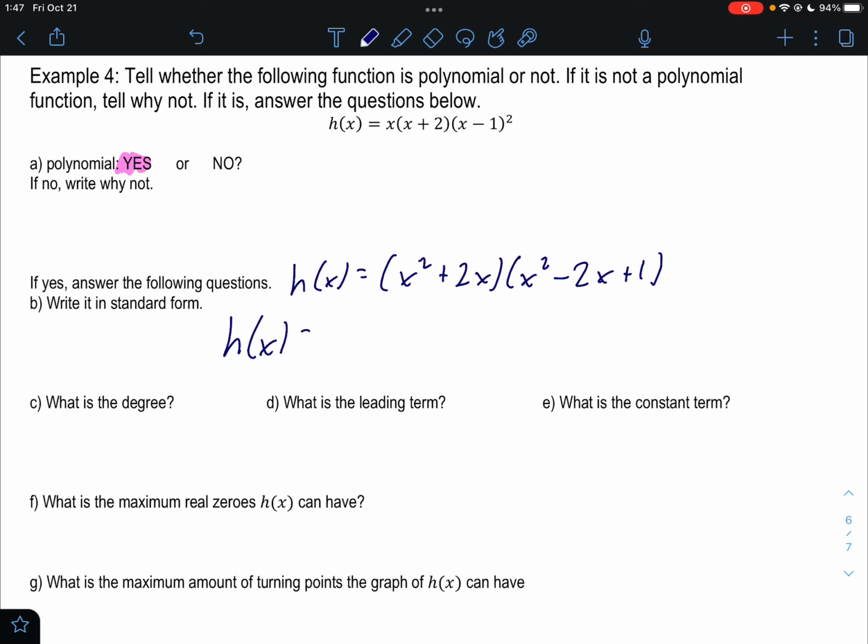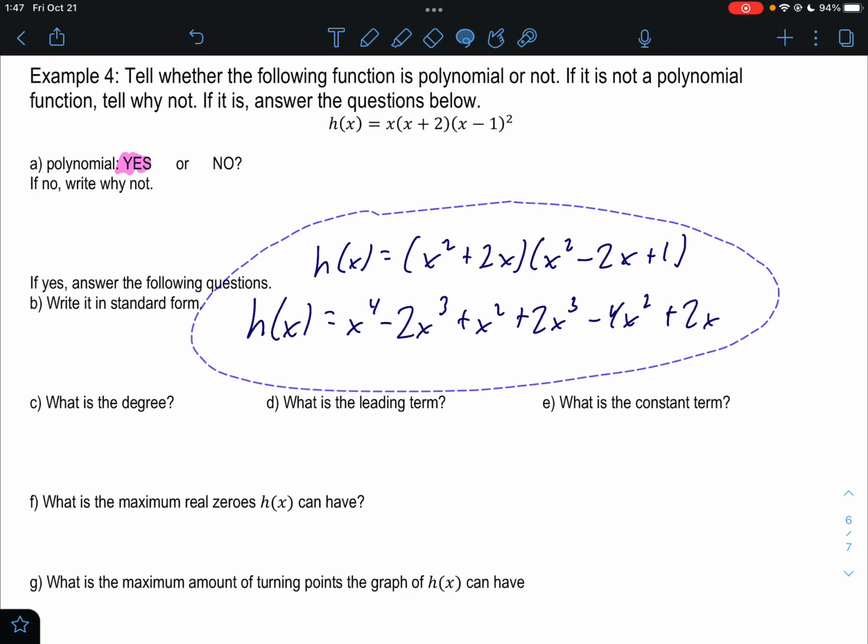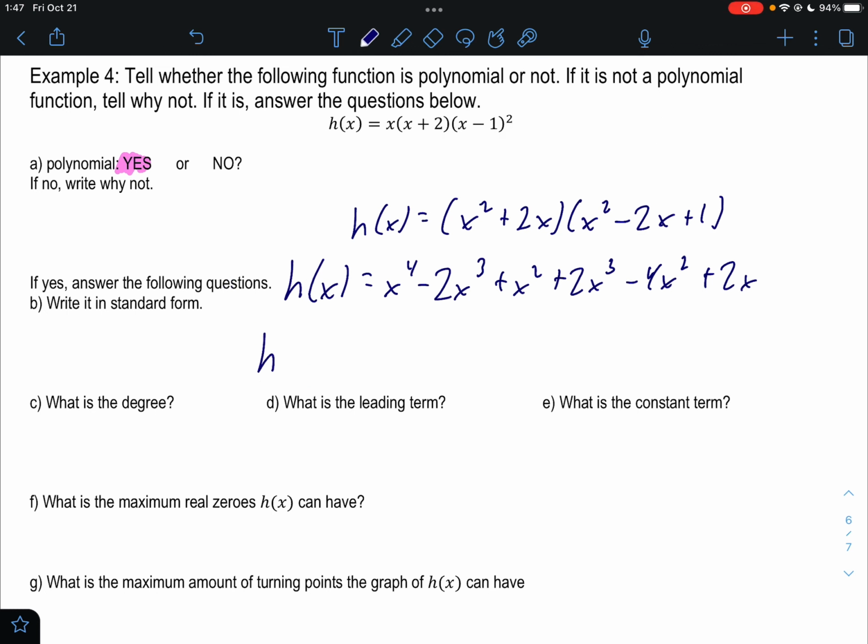So h of x is going to be x to the 4th minus 2x cubed plus x squared plus 2x cubed minus 4x squared plus 2x. Now, combining like terms and writing it in descending order, we get x to the 4th. The 2x cubes cancel, minus 3x squared plus 2x, and I forgot my plus 1 here. Oh, never mind, that is correct. We're good there. Okay, so x to the 4th minus 3x squared plus 2x is our function h of x in standard form.